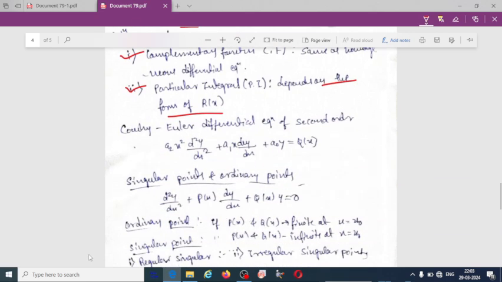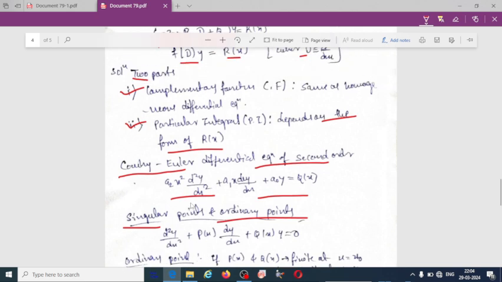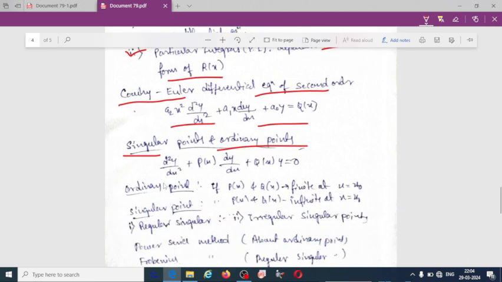Sometimes they may ask the Cauchy-Euler differential equation, which you can solve. But singular points and ordinary points they may also ask. These are asked for 5 marks sometimes in the CSIR NET exam, and for 1 mark or 3 marks they may ask as well. So at that time you should know these rules.